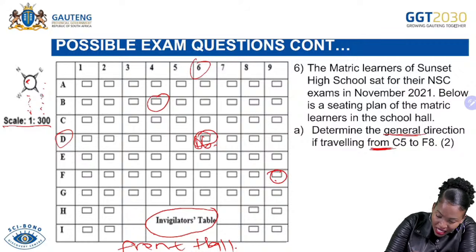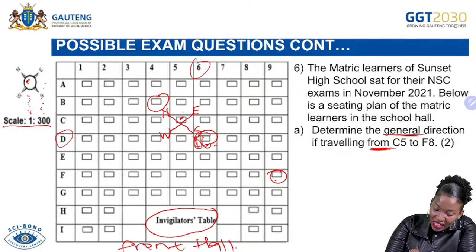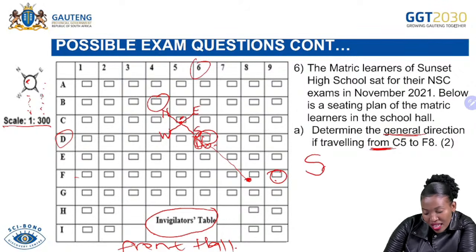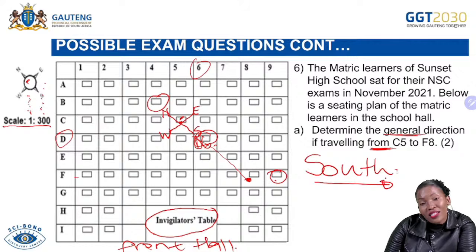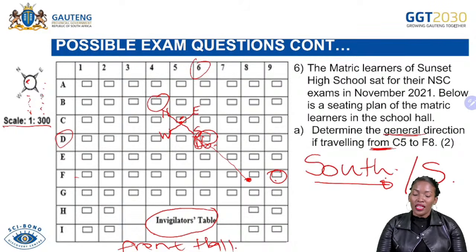So where is C5? This is C5. This is exactly where you are going to draw your compass. And remember, our compass is like this. It's not a normal one. So this is north, this is east, this is south, and this is west. So from C5 to where? To F8. So it means you are in C5 and we want to know where F8 is. This is F8. So what is the general direction? It is south. So the correct answer is that it is in the south direction. Or for those who are lazy to write, you will just say S, for south.